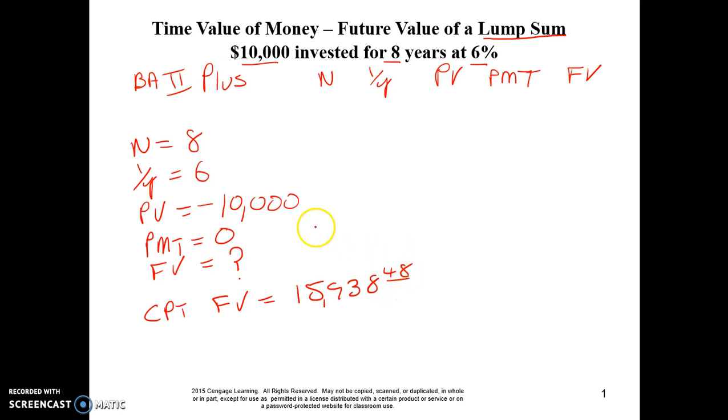$15,938.48. So if we invested $10,000 for 8 years at 6% compounded annually, we would end up with $15,938.48. The $10,000 would be referred to as principal, and the difference, $5,938.48, that's the interest. Next example, we're going to look at a longer term and a higher rate, just to show the benefits of longer compounding periods, a higher rate, and a longer term.